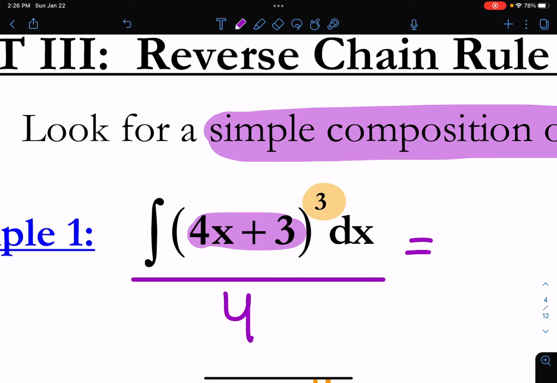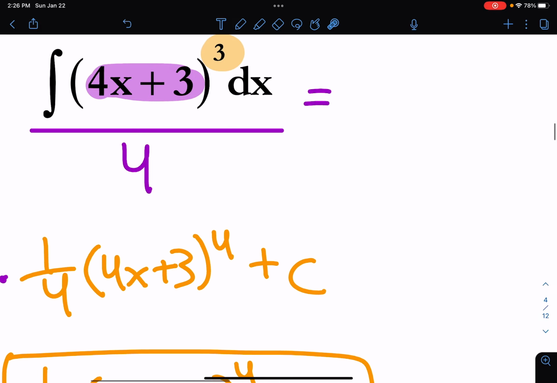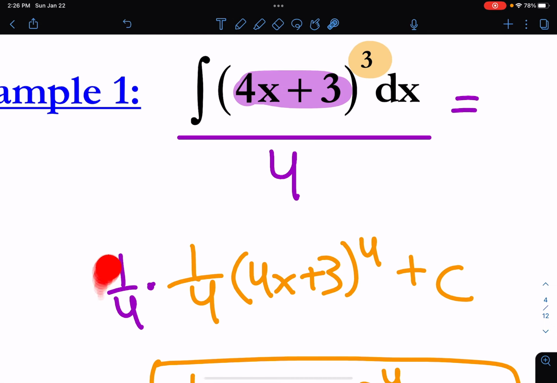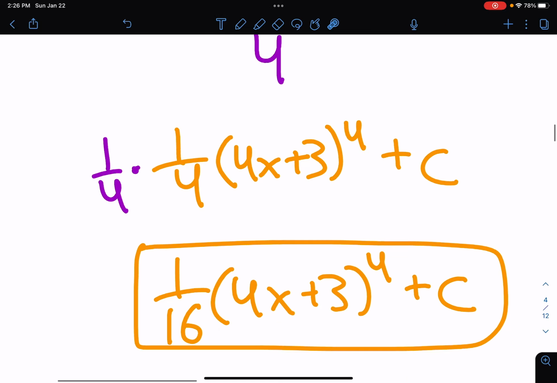Okay. Now, you're going to do the antiderivative of something to the third power. Well, if something is to the third power, you would use the power rule, right? And so you would add 1 to the exponent and then divide by that new exponent. And now you keep whatever is inside of there, right? And the anti-chain rule part, we divide by 4, so that gives us an extra 1/4 out there. And then my last step is just to combine these, and so I get 1/16 quantity 4x plus 3 to the fourth power. Don't forget the cookies.